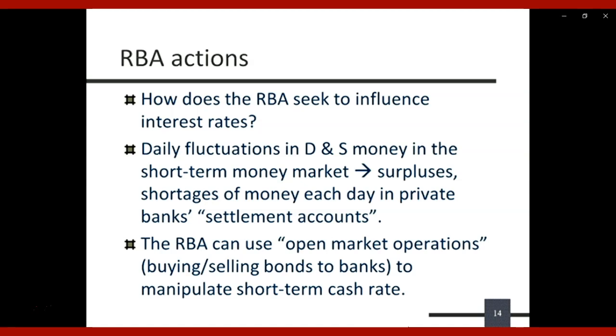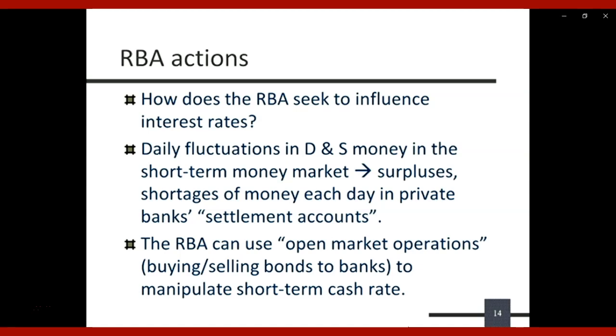So the price of money in the short-term money market, the interest rate in the short-term money market, increases. And if the Reserve Bank wants to cause the short-term interest rate or the official cash rate to fall, they create a surplus of money. The way they create a surplus of money is they buy government bonds from banks and give them money. So they have surplus money. When there's surplus money, the price of borrowing money falls, the interest rate falls.